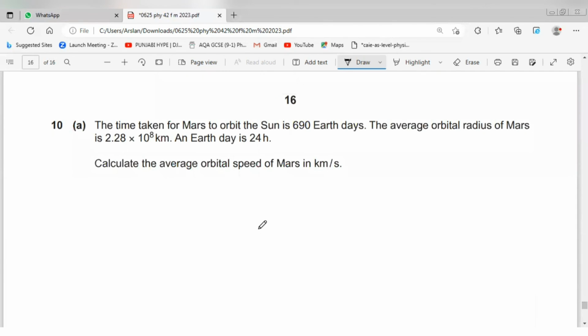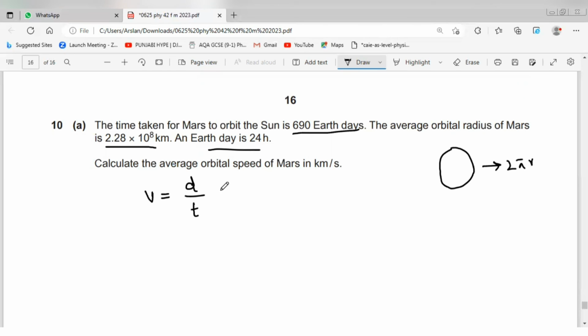Next, question number 10, which is the last question of this paper. The time taken for Mars to orbit the Sun is 690 Earth days. The average orbital radius of Mars is 2.28 times 10 power 8 kilometers, and every Earth day is 24 hours. Calculate the average orbital speed of Mars in kilometers per hour. So you will find the average speed. Average speed is defined as the ratio of total distance over total time. Here the distance of one complete rotation is equal to 2 pi r, so you will write 2 pi r divided by time.